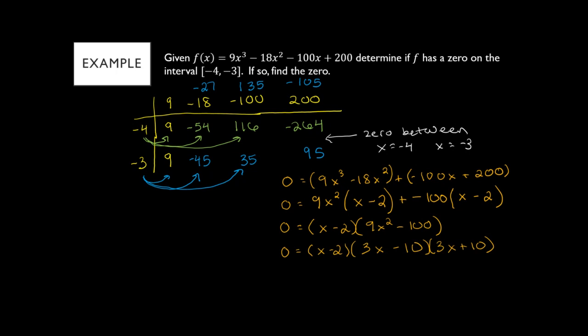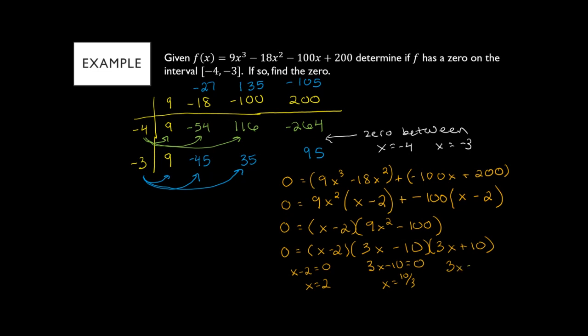So now the zeros, as we're solving for x, we set each of these equal to 0. So we have x minus 2 equal to 0, which gives you an answer of 2. We have 3x minus 10 equals 0, and when you solve for x, you add 10 and divide by 3, so you're going to get 10 thirds.